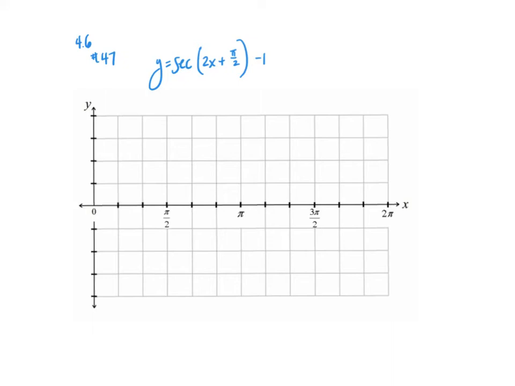Okay, let's look at number 47. You have lots going on in terms of your period being different, your phase shift, and there is also a vertical shift. Your A is the only thing that we have going for us is 1.